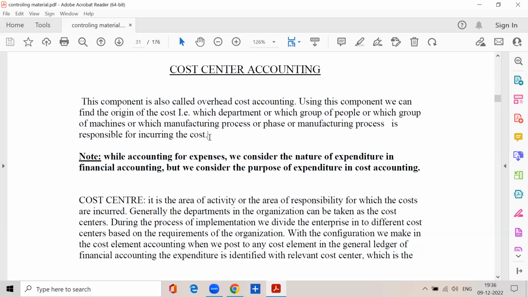Controlling the cost means searching for the ways to reduce the cost. That is the meaning of controlling the cost. Now, if you want to reduce the cost, first of all, you have to know where that expenditure is needed. So without knowing the origin of the cost, it is not possible to control the cost.